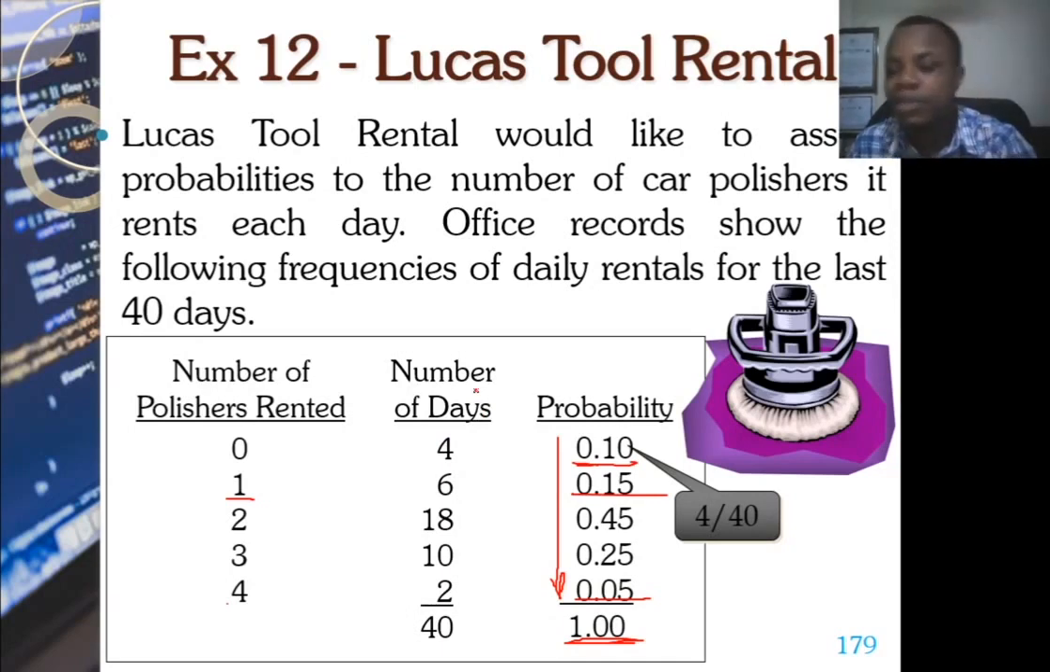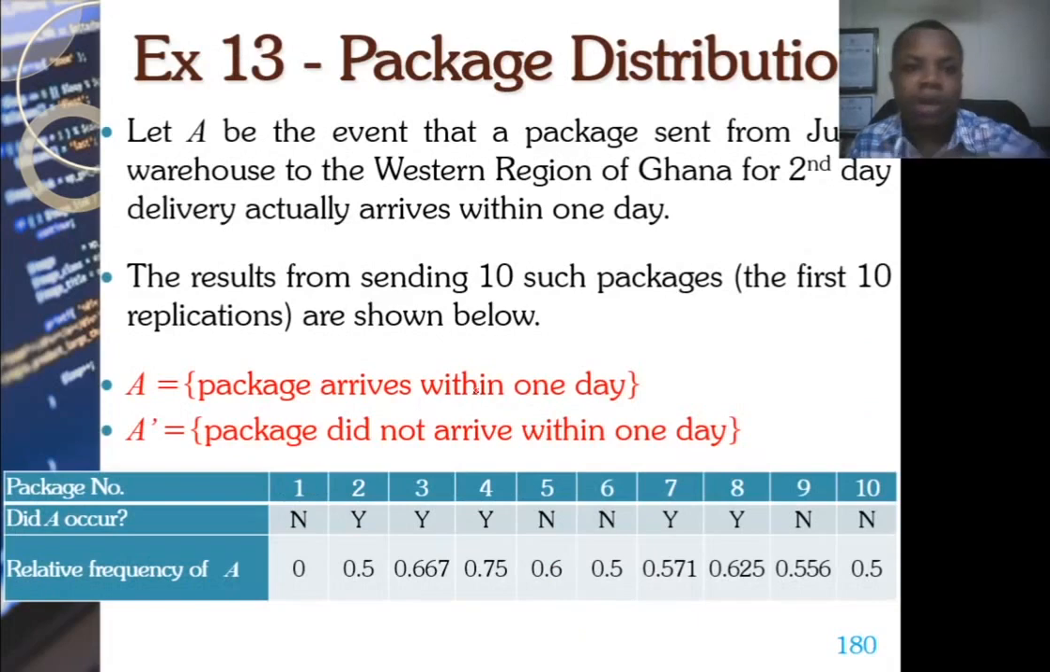So that is how we estimate or interpret probabilities using the relative frequency interpretation. Now let's look at another one, where in this case we are dealing with package distribution. When it comes to package distribution, a very popular online marketing system that we know is Jumia. Suppose that A is the event that a package sent from the Jumia warehouse to the Western region of Ghana for second day delivery actually arrives in 1 day.